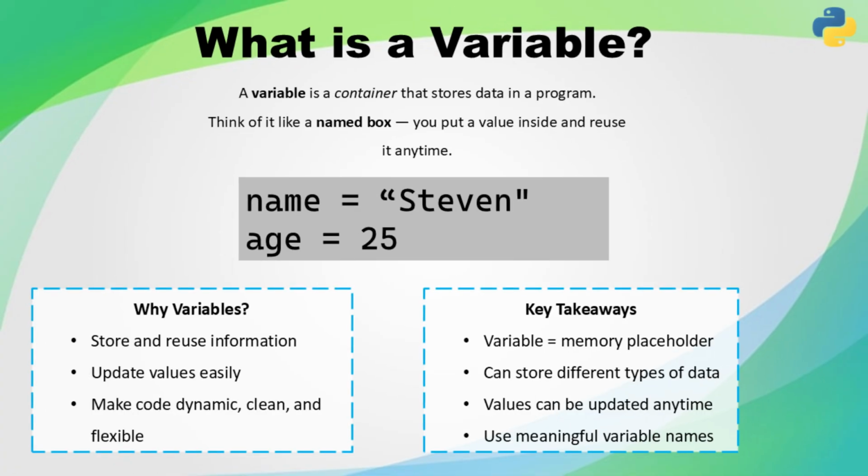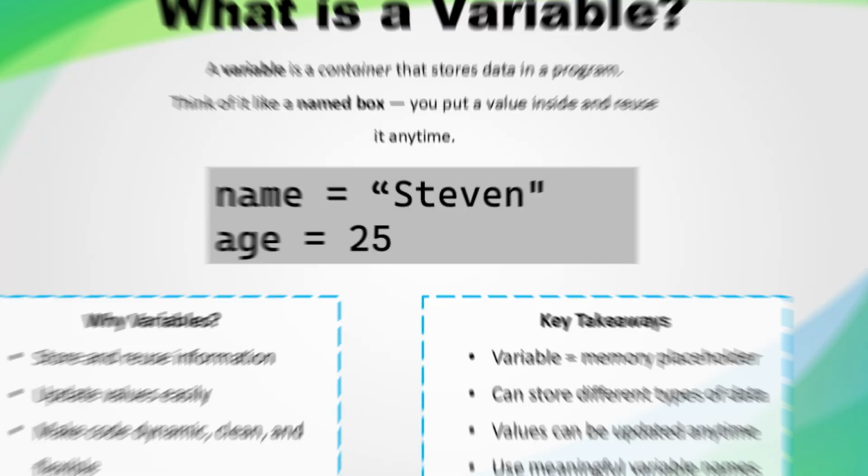A variable is simply a container that stores data. Think of it like a box with a name. You put a value inside the box, and you can reuse it anytime. For example, name = "Steven" and age = 25. Here, name and age are variable names. Steven and 25 are the values stored inside them. Python automatically assigns the correct data type, so you don't need to declare anything manually. Variables help you store, update, and reuse values throughout your program, which makes your code dynamic, clean, and flexible.